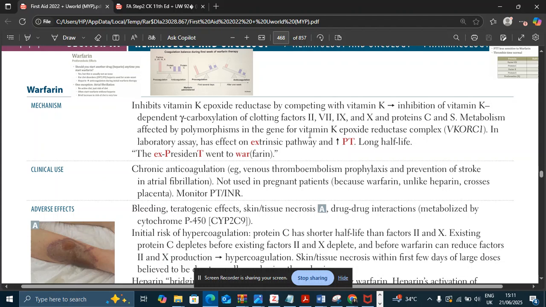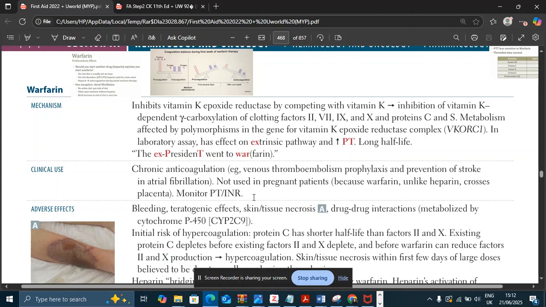Okay. For warfarin, when we start a patient on warfarin, we monitor PT, prothrombin time. That would be high. Warfarin has a long half-life. It acts for days. It has a slower onset, but a long half-life. Clinical uses are chronic anticoagulation like venous thromboembolism prophylaxis, prevention of stroke, and AFib. Not used in pregnancy, and we will monitor PT and INR. When the patient is on warfarin, INR should be in the range of 2 to 3.